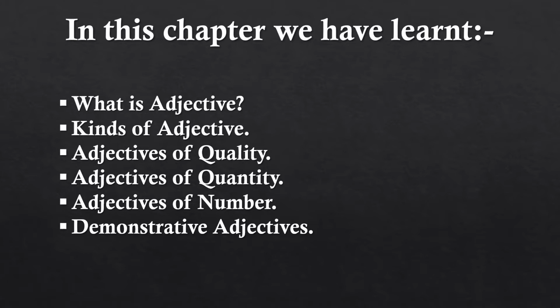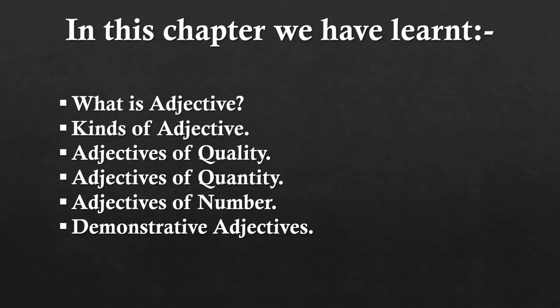What is an adjective? An adjective is a word that adds something to the meaning of a noun. Kinds of adjective. Adjective of quality. Adjectives which tell us of what kind of person or thing is are called adjectives of quality. It answers the question of what kind.